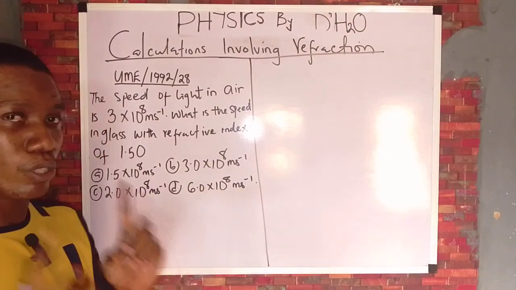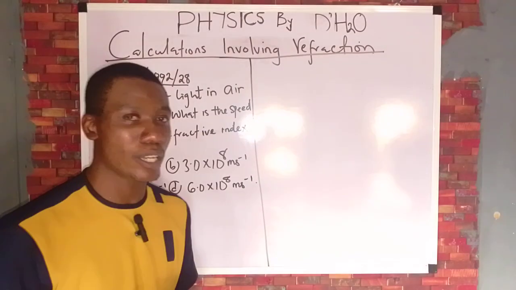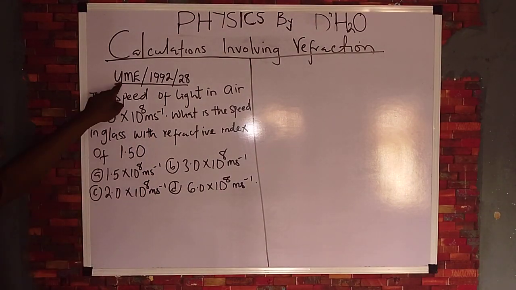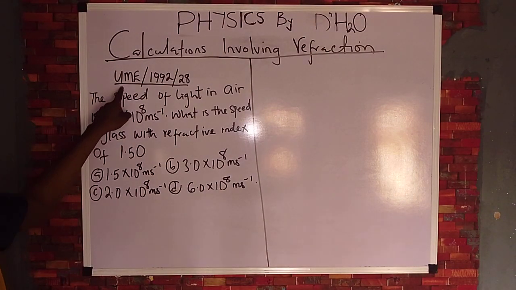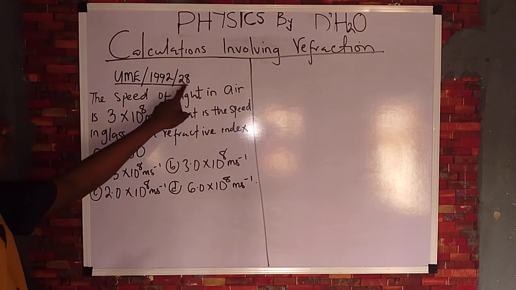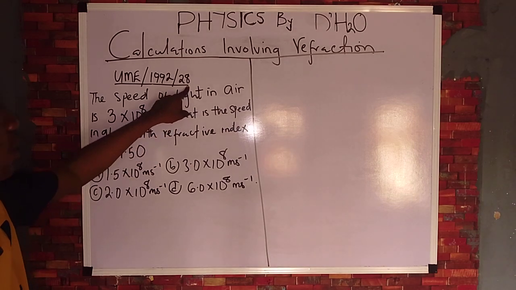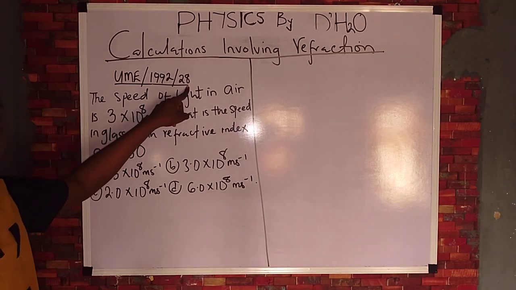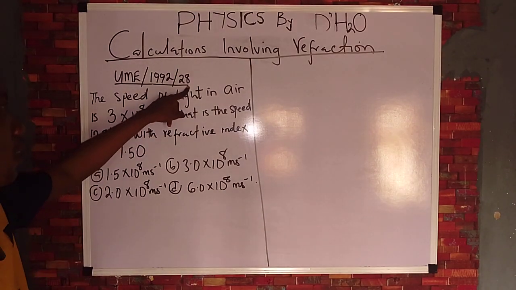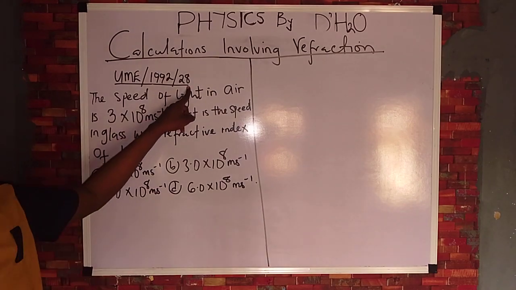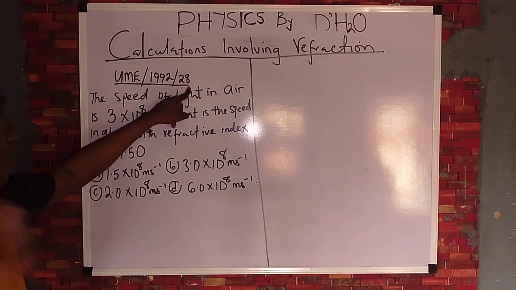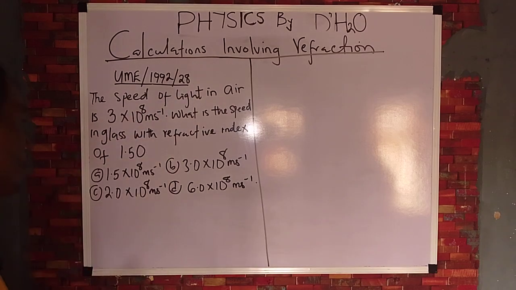Okay. Now we are going to take one of the natures of questions that comes out in your exam in WAEC and JAM, and this is one of them. This is UME, that's University Matriculation Examination. It came out in 1992, question number 28. Whether you like it or not, if you are a student preparing for JAM and you do not know this topic, it means that you are not on your way to success. You must understand refraction. It's a very important topic for students preparing for JAM and other related examinations.